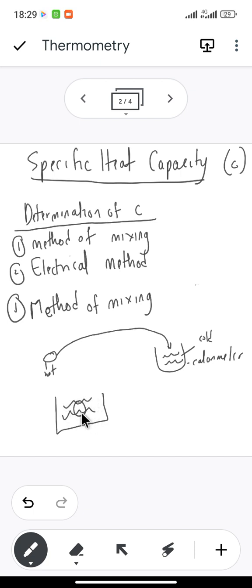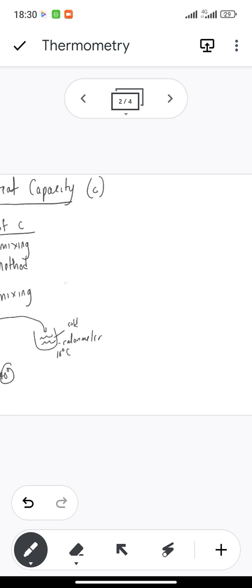When you put the two of them together, you have an equilibrium temperature. That temperature is the temperature at which both the metal and the water have the same temperature, and that's called the equilibrium temperature. Let's say initially this was 80 degrees Celsius, and this is cold, which is 10 degrees Celsius. And let's say after the exchange of heat, we have 40 degrees Celsius for both of them. So this is the equilibrium temperature. We're going to study how we're going to make use of this.